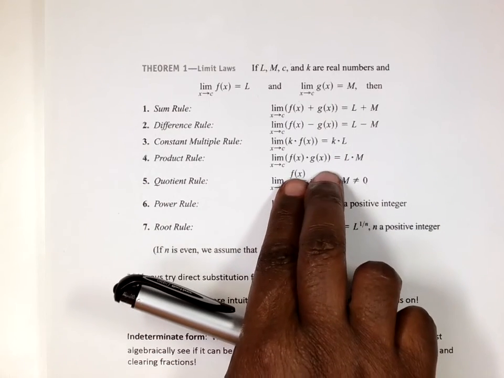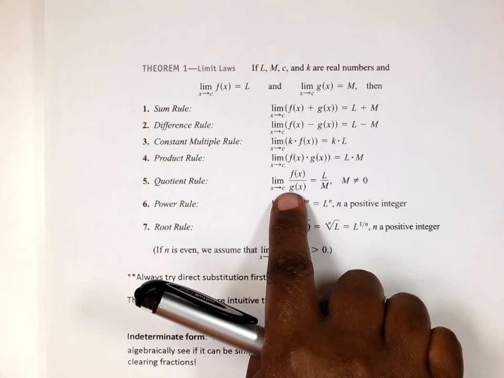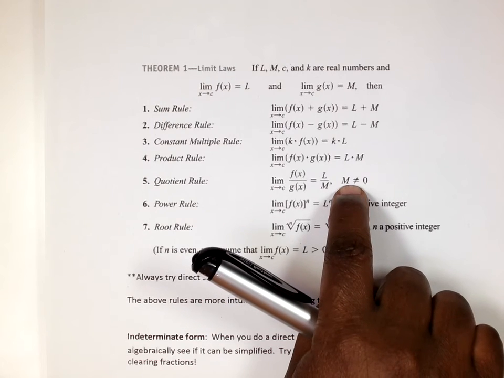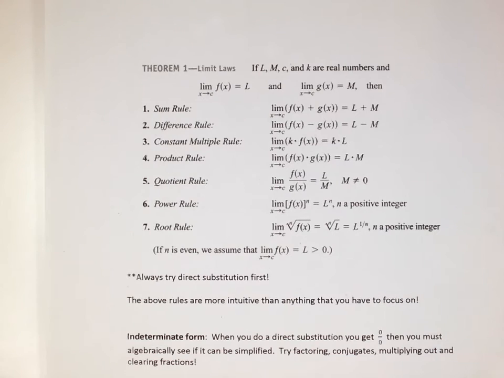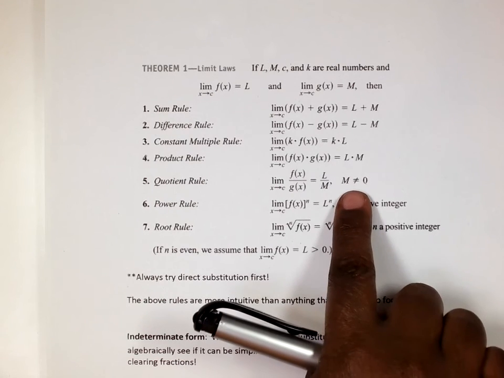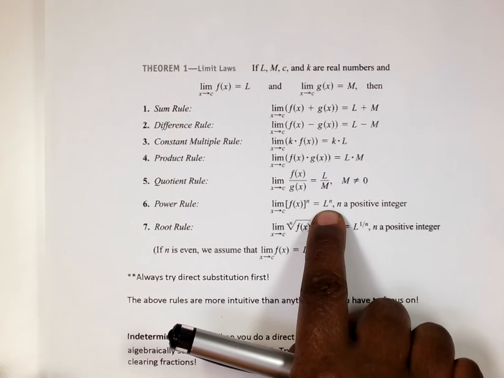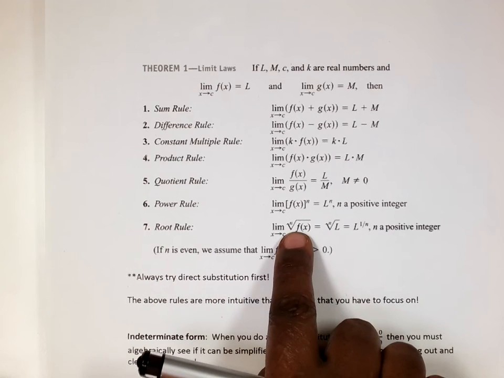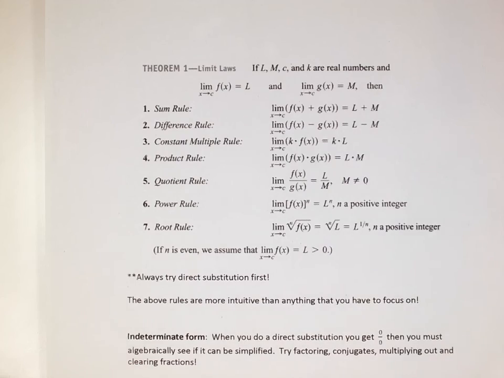Product rule: if you have two functions multiplied together, those limits get multiplied together. If you have them divided, those limits get divided, assuring that the M term in the divisor, in the denominator, is not equal to 0, so we don't have division by 0. If you take something to a higher power, you take that limit to the higher power. And if you take the root of the function at that limit, then you're going to take the root of whatever the limit was to begin with.